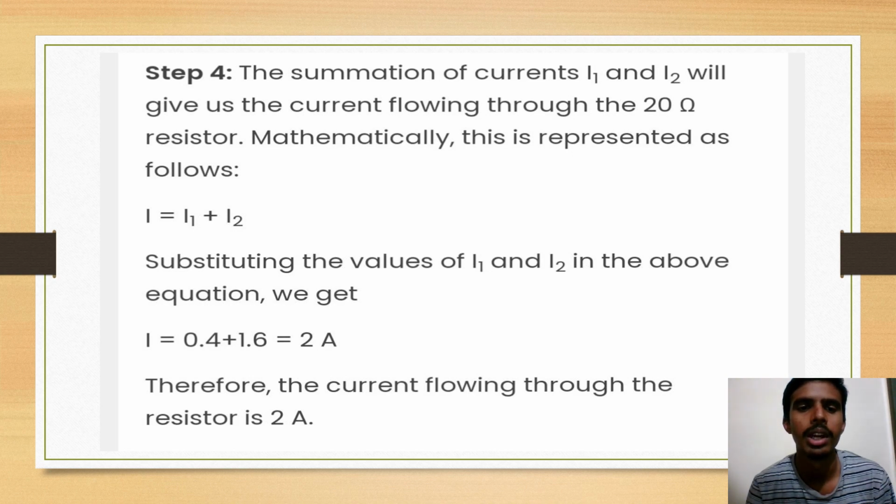As we can see, I1 is equal to 0.4 and 1.6 is the second value of current, that is I2. By summing up we get 2 amps. Therefore the current flowing through the resistor is 2 ampere.